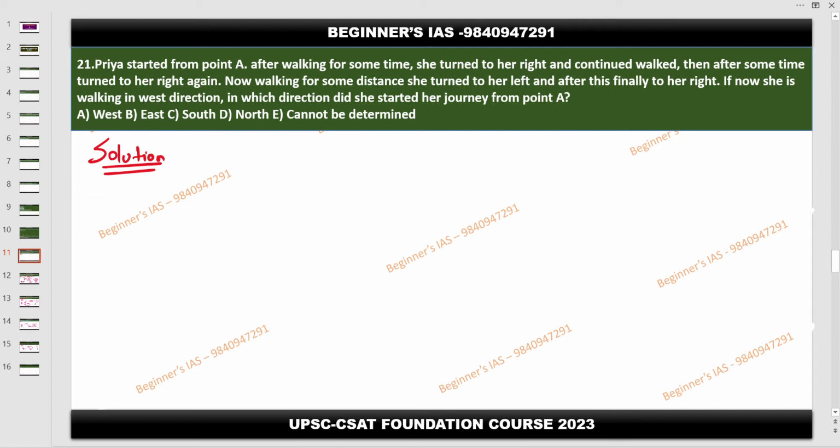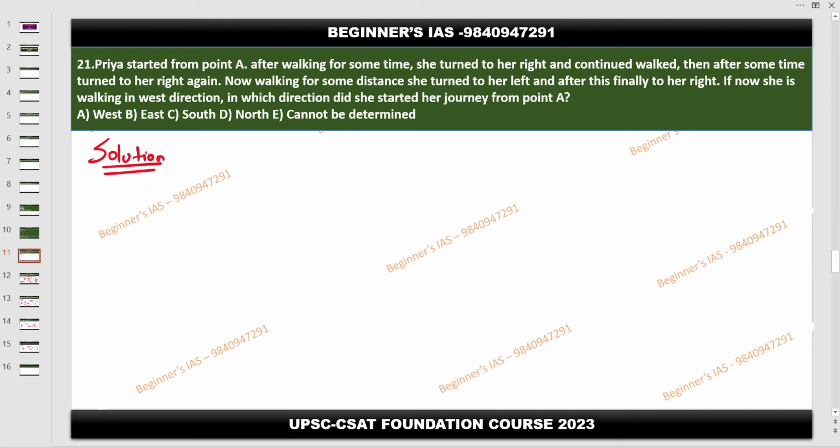So Priya started from point A. After walking for some time, she turned to her right and continued walking. Then after some time, she turned to her right again. Now walking for some distance, she turned to her left and after this finally to her right. If she is walking in the west direction, in which direction did she start her journey from point A?